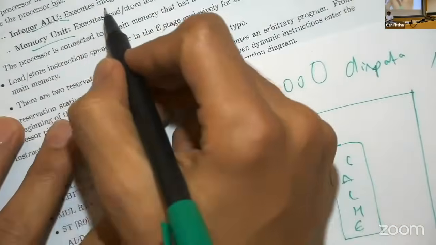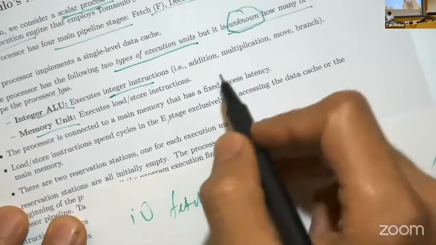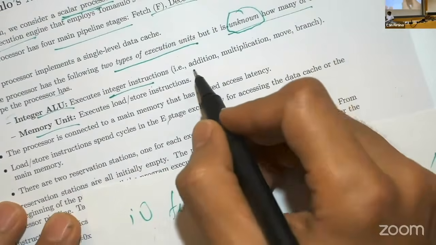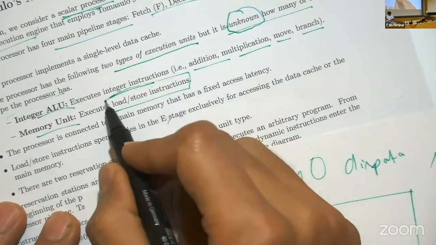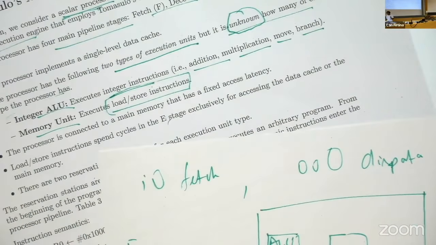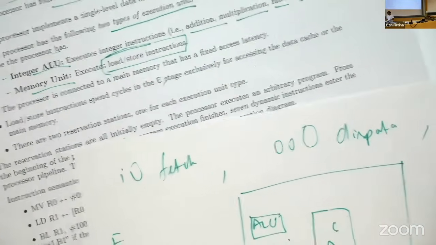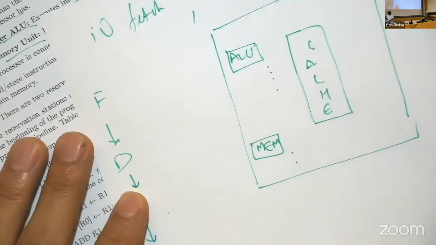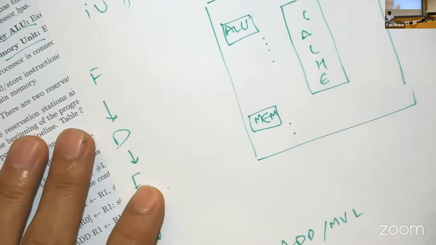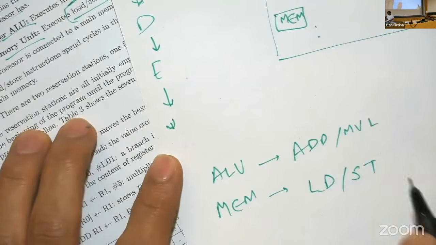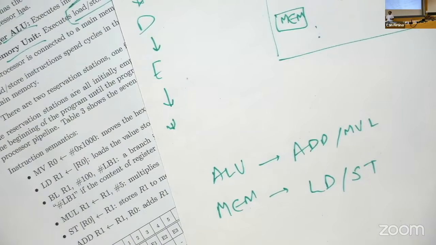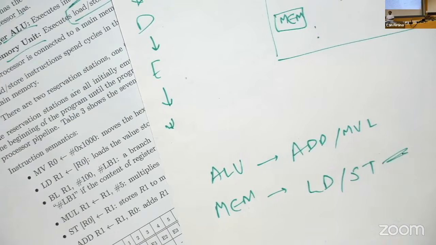Perfect. So the ALU executes integer instructions. It clearly specifies which instructions. Those would be addition, multiplication, move, and branch. And the memory unit executes load and store instructions. Okay, this is known stuff. This is nothing new. We know this already. So ALU would be all add, multiply, right? And the memory unit would be, this is the most important part, load, store instructions. So always remember, when you see Tomasulo, load stores are going to be your problem. Be careful with the load stores and everything else will be okay.